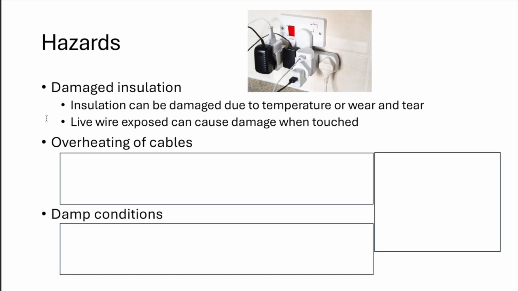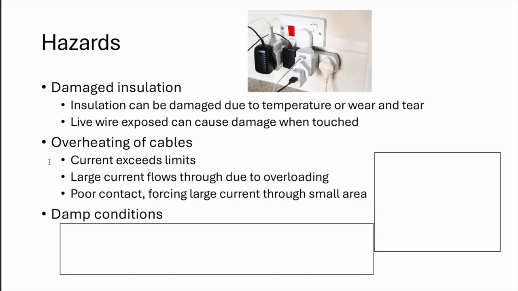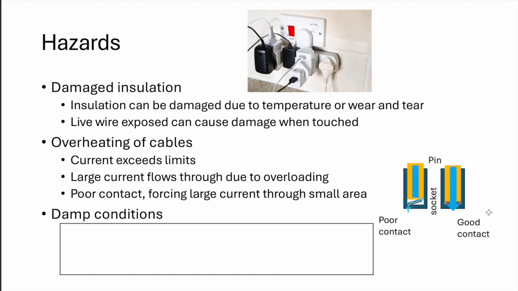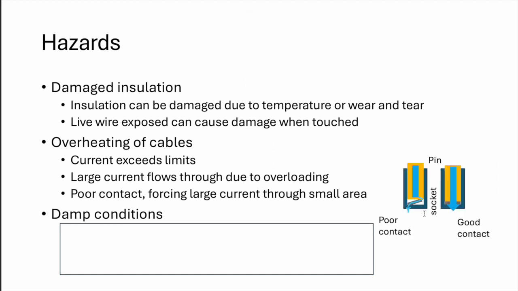Overheating of cables is another hazard. A lot of current is being forced into a very narrow space due to overloading or due to poor contact. The danger of having poor contact is usually having a large current passing through a very small area. Poor contact means having a small area of contact, right? So a large current is forced into a very small area to go on to the next route. This causes high heat because there's a lot of resistance. Recall that area also affects resistance.